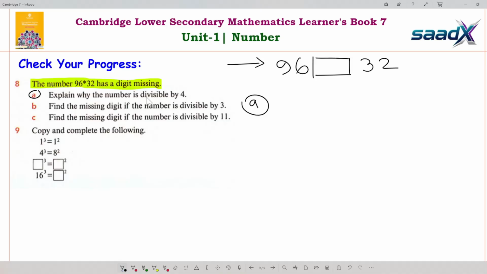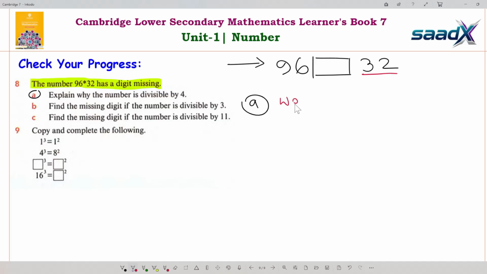explain why the number is divisible by 4. Look, if you put in any number here, the number should be divisible by 4. Why? Because we know if any number's last 2 digits are divisible by 4, the whole number will be divisible by 4. So here the last 2 digits are 32. That's why the whole number will be divisible by 4. So it's a simple thing.